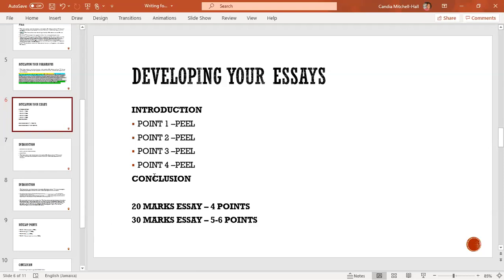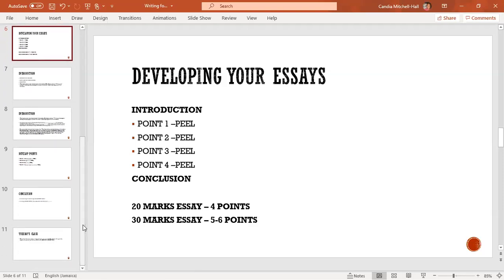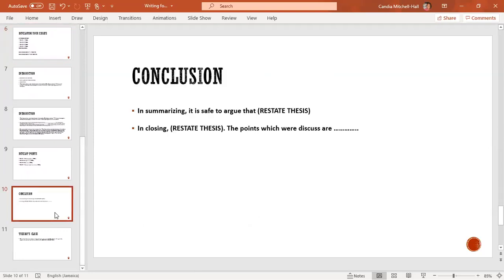The next thing, ladies, is the conclusion. Another part of your essay is your conclusion. When you're concluding, always restate your thesis statement, your position on the issue, and then you summarize your main points. That is how you do it for your conclusion.